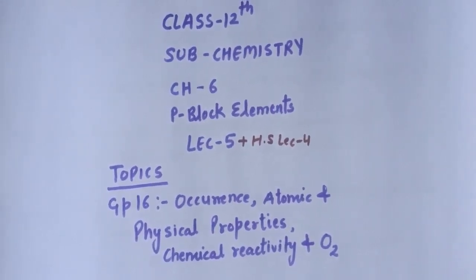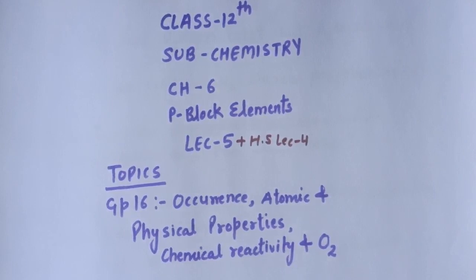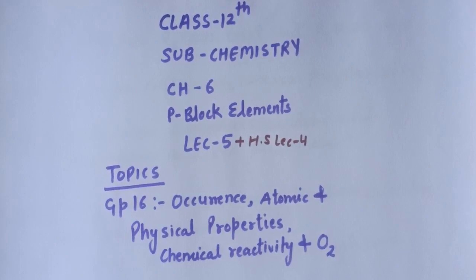In this lecture, I will be discussing the occurrence, atomic and physical properties and chemical reactivity of group 16 elements. After that, I will discuss the compounds of oxygen, that is dioxygen, and in the end of this lecture, I will be discussing the homework that I gave you in lecture number 4.